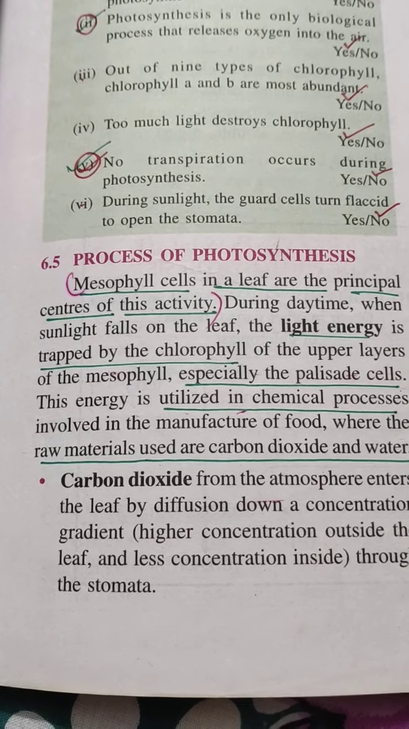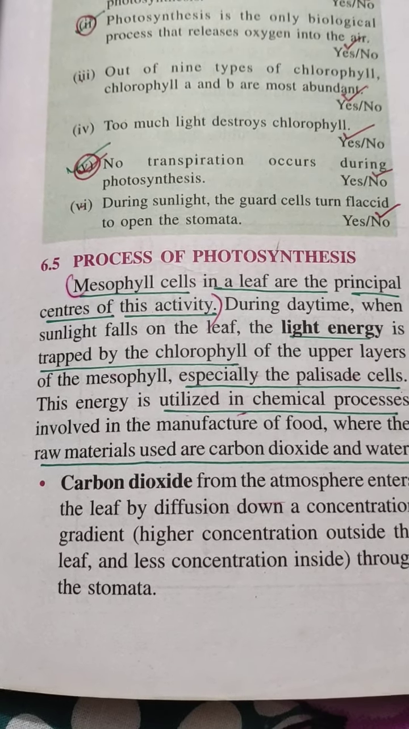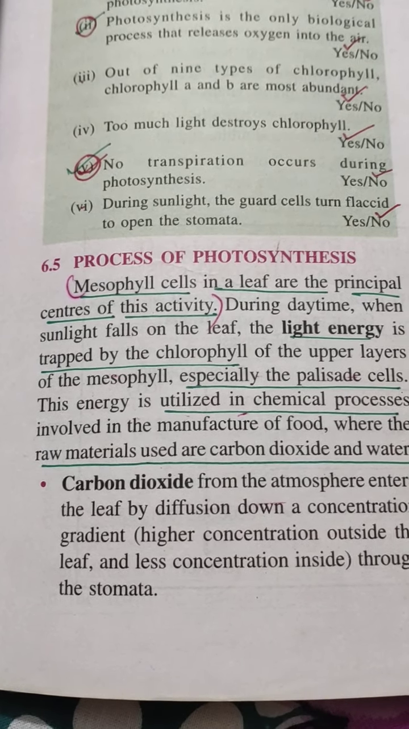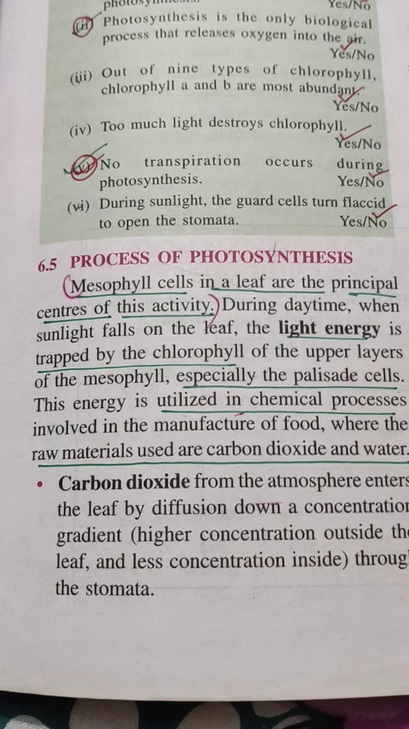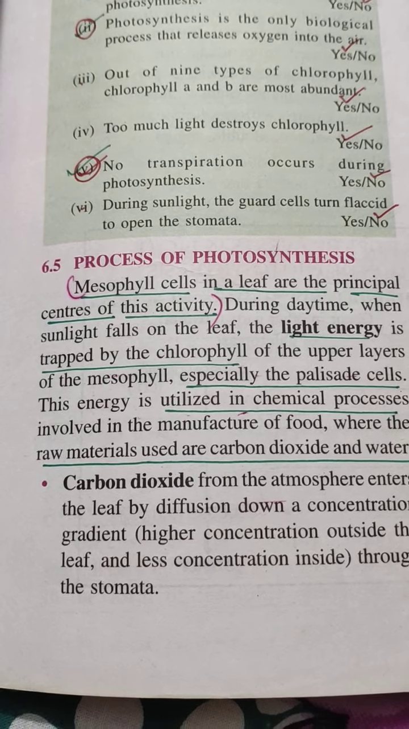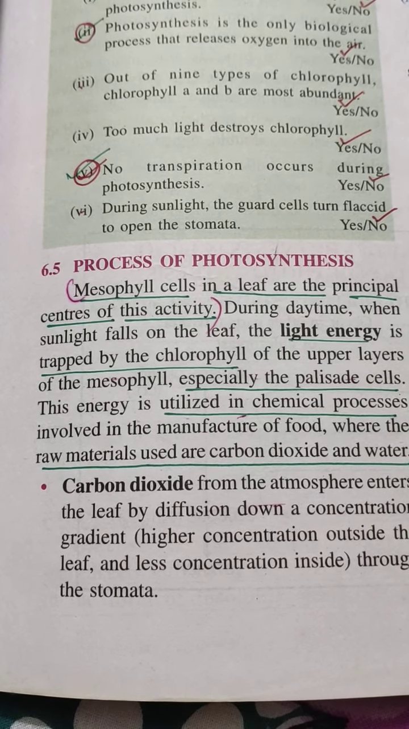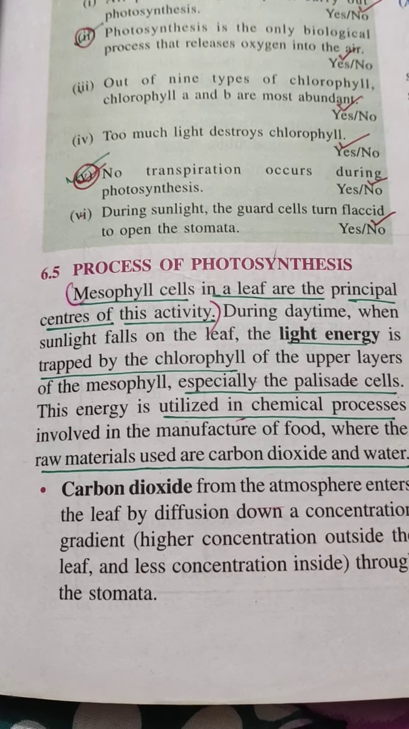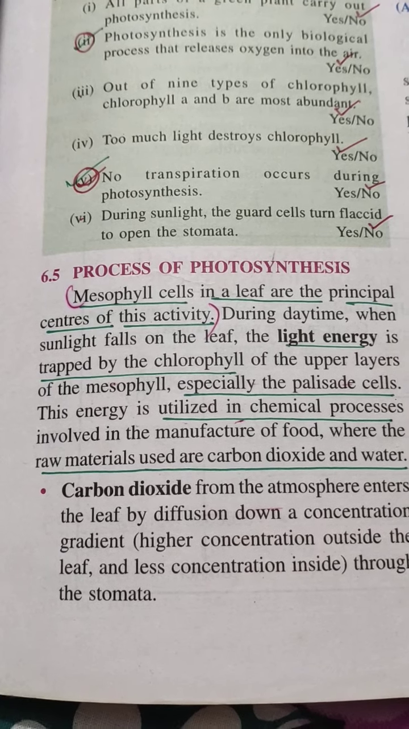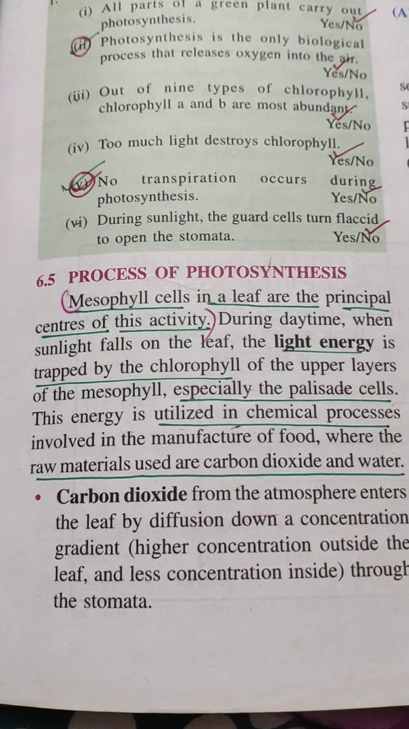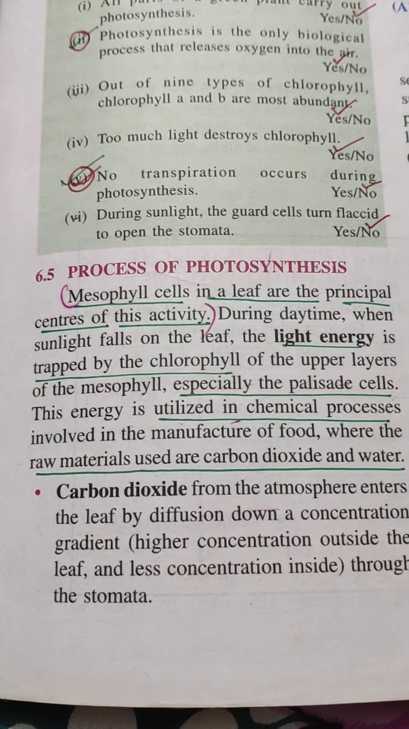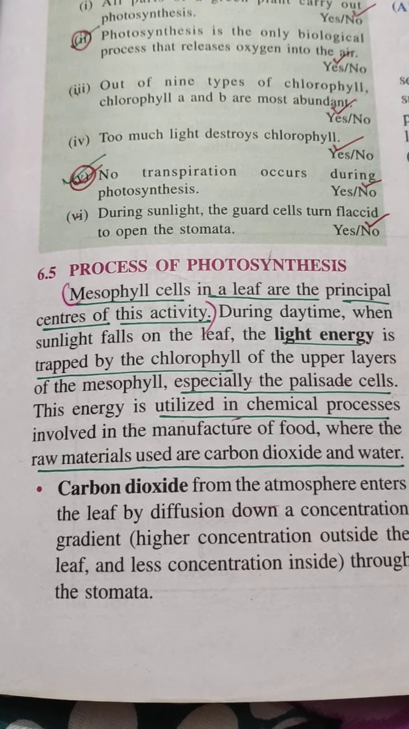Mesophyll cells are a very important part of the leaf, and this is the principal part of the leaf where photosynthesis occurs. During daytime, when sunlight falls on the leaf, light energy is trapped by the chlorophyll. And where is it located? In the upper layers of the mesophyll tissue, especially in the palisade mesophyll tissue or palisade cells. This energy is utilized in the chemical processes involved in photosynthesis.